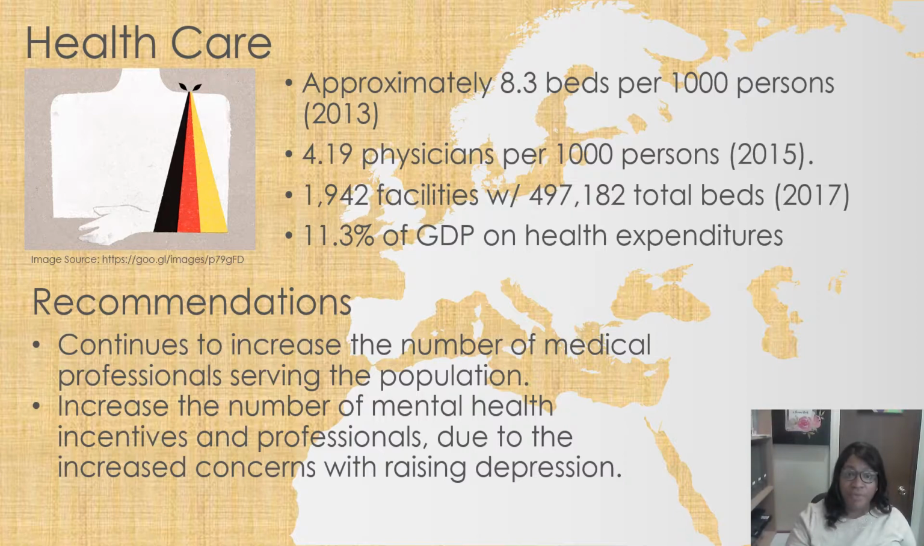Facilities inside Germany total approximately 1,942 facilities. That comes out to 497,182 total beds as of 2017. Germany is very unique in the way they pay for their healthcare expenditures. Germany spends 11.3% of its GDP on healthcare expenditures.